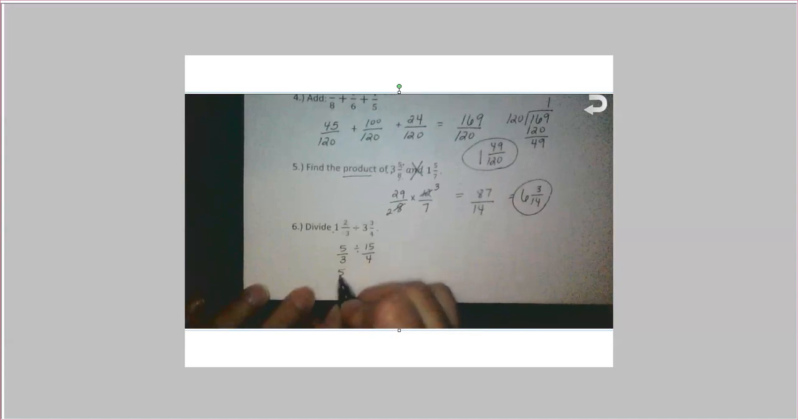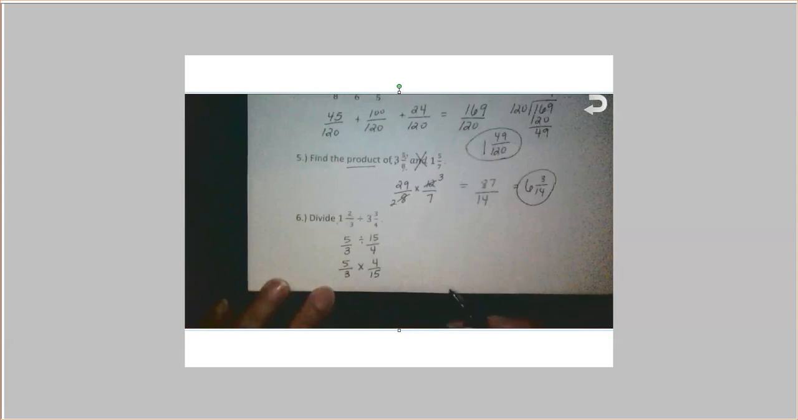I call that leave, change, and flip. You're going to leave that first fraction alone, change division to multiplication, and flip that second fraction. We are multiplying by its reciprocal. If I can reduce anything, I'm going to do that. 5 will go into itself 1 time and into 15 3 times.